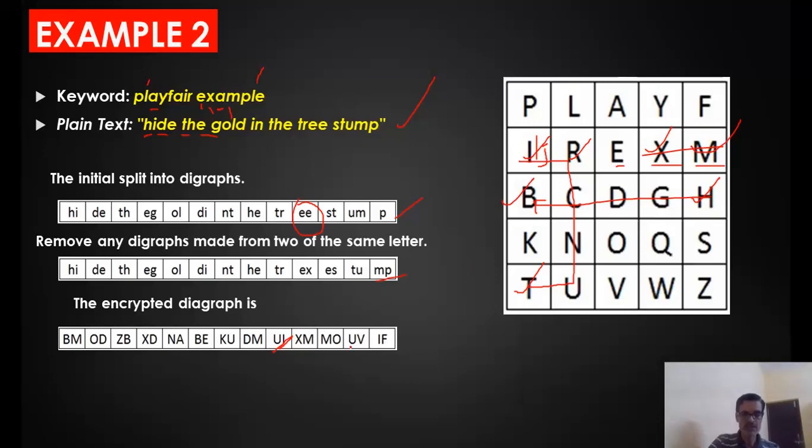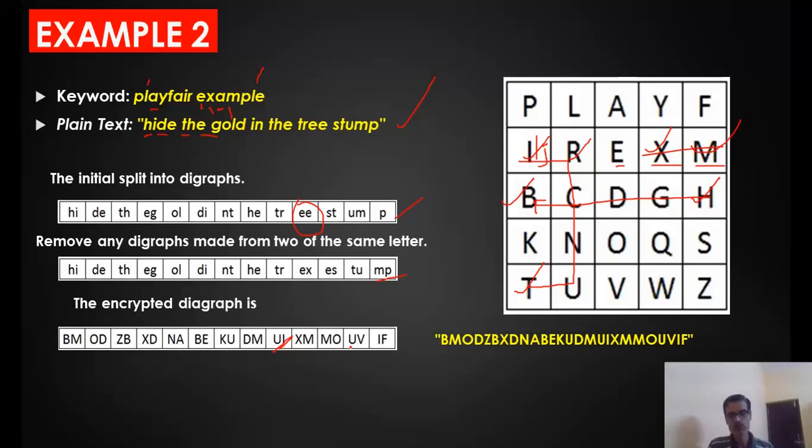Okay. Now I'm ready with my ciphertext, the encrypted digraphs. Okay. This is the transmitted text. You can see the same thing. BM, OD, ZB, XD, and all written there, right? This is the transmitted sequence. Okay. Now, how to decrypt it?